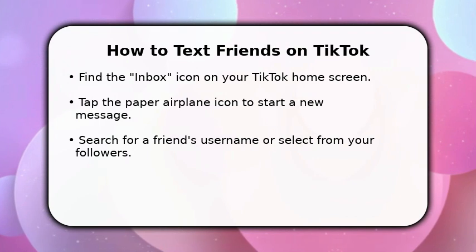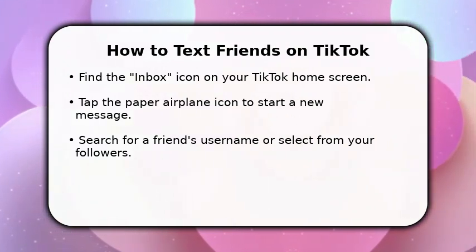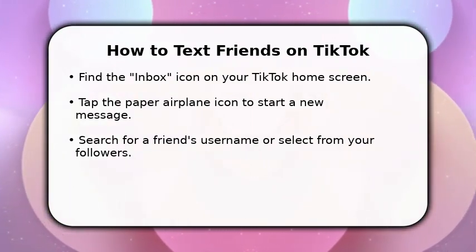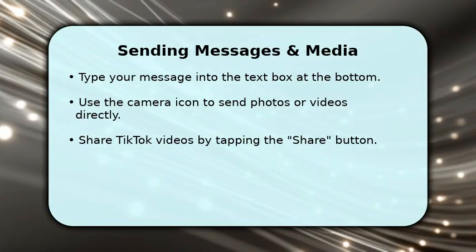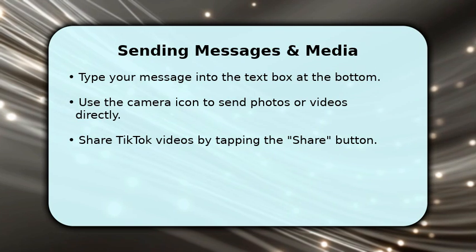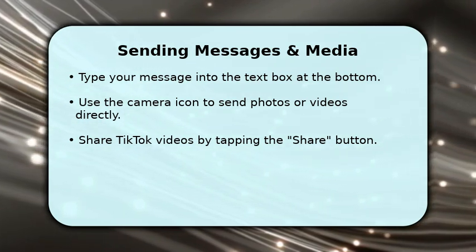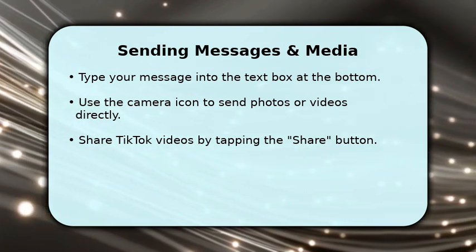From there, you can see existing conversations or start new ones. It's a straightforward process to connect with your friends and share content directly. Once you've selected a friend or started a new chat, you'll see a text box at the bottom of the screen. Simply type your message there and hit send. You can also tap the camera icon to quickly snap and send a photo or video.